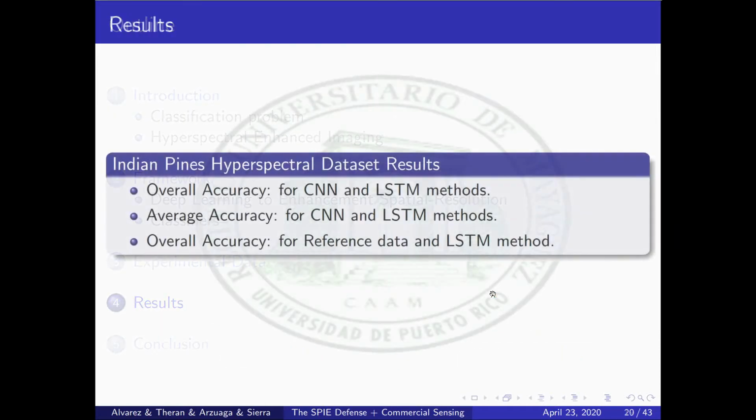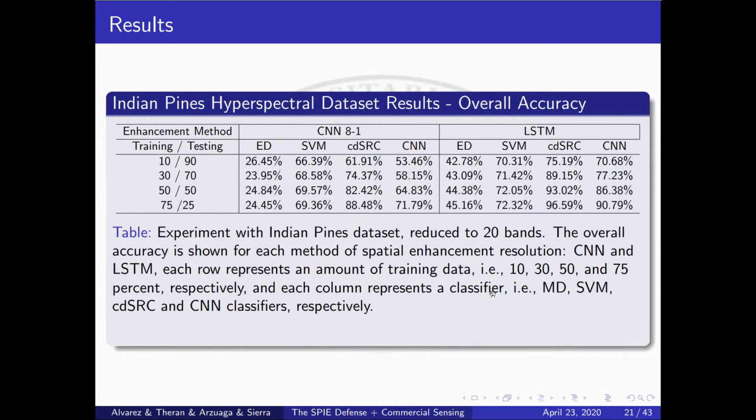Results. The results are separated, presenting first the comparison between the deep learning techniques to enhance spatial resolution, and then comparing the reference with the one technique, the long short-term memory network. Comparing the overall accuracy, as you can see, we take 10 to 90, 30 to 70, 50 to 50, and 75 proportions of data for training and testing.